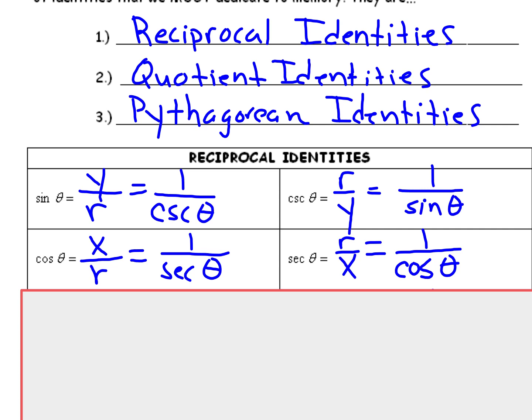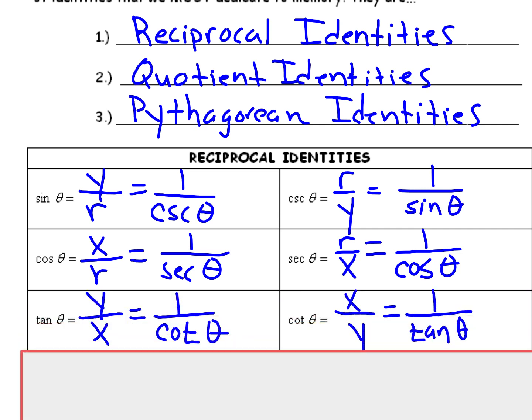Okay. Last but not least of your reciprocal identities is tangent. Remember, tangent is just y over x, your y-coordinate divided by your x-coordinate. And so we can extend that definition to be 1 over cotangent. And then the cotangent of theta is just x over y. That's 1 over your tangent. All right, that's line number 1 done. Those are your reciprocal identities.